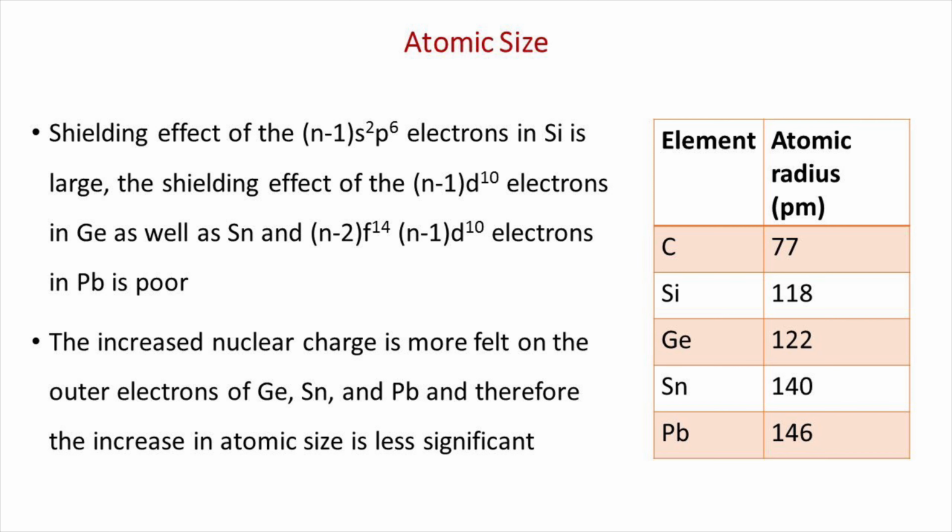Similarly, the increase is not as significant in the case of tin and lead. This is due to the poor shielding effect of d electrons in tin. Also, the poor shielding effect of d and f electrons in lead. As a result, the increased nuclear charge is more felt on the outer electrons of germanium, tin and lead, and therefore the increase in atomic size is less significant.